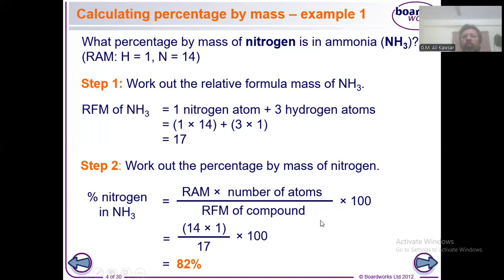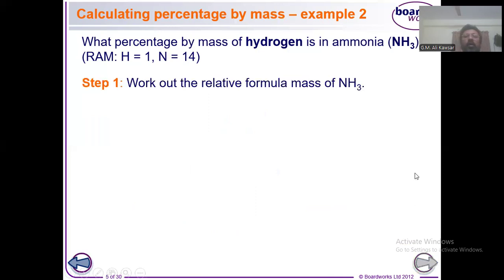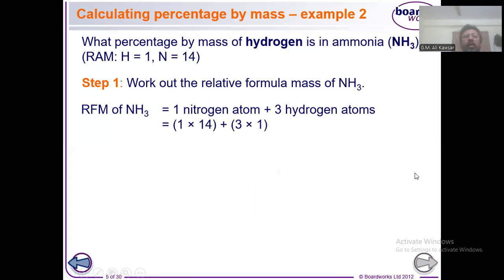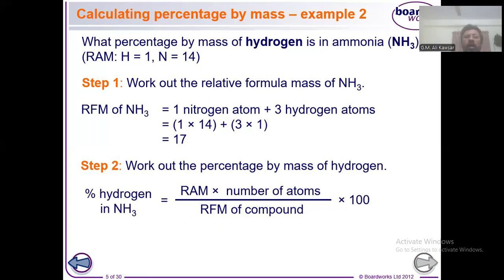By using the same formula, we can also find out the percentage amount of hydrogen in ammonia. It is the same technique. We know the formula mass of ammonia is 17, that is the total mass which we put at the denominator. At the numerator, we put the relative atomic mass of hydrogen, and 3 hydrogen atoms are present here. So we multiply by 3 and then by 100, as we have to convert it into a percentage. So here we will get the percentage amount of hydrogen, which is 18% in ammonia.